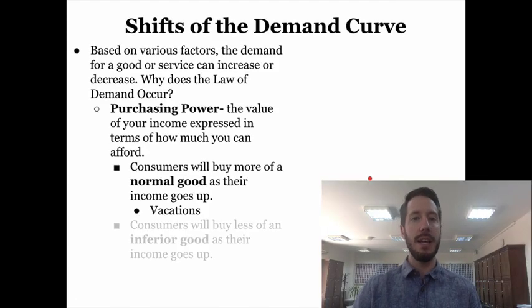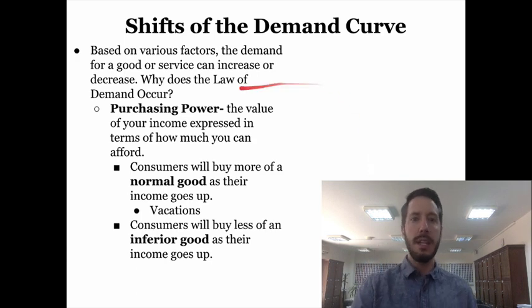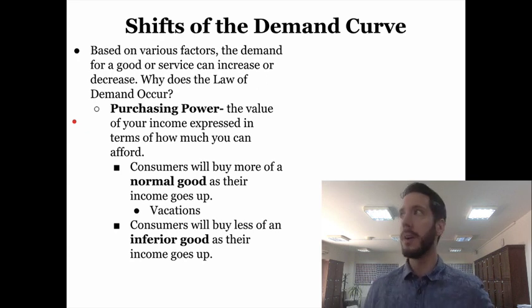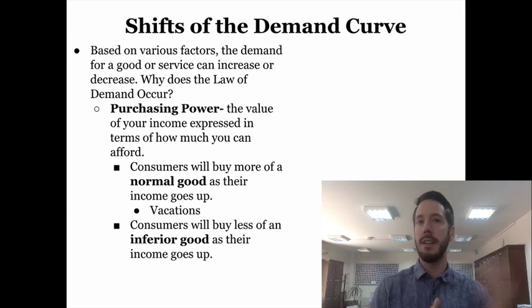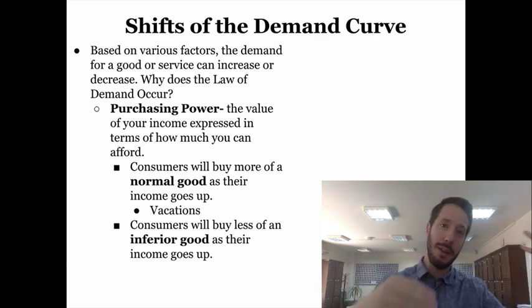So how does this demand curve shift? It will shift because of purchasing power. The law of demand occurs because of purchasing power, because of how much money you have. If you have more money, you can have higher demand. Or if the price for something goes down, you'll have higher demand for that good.